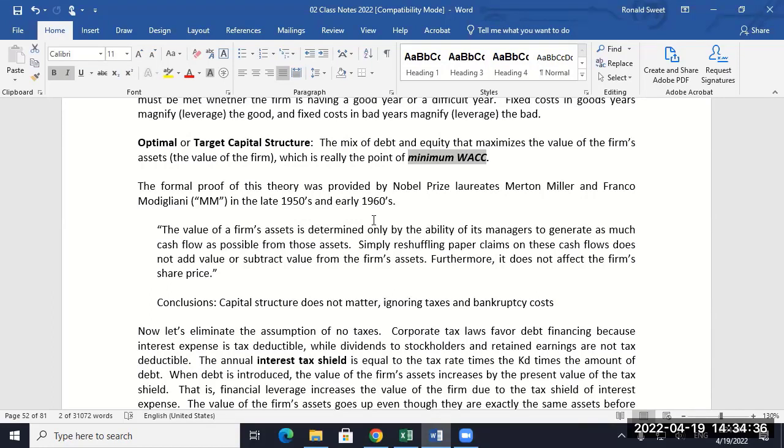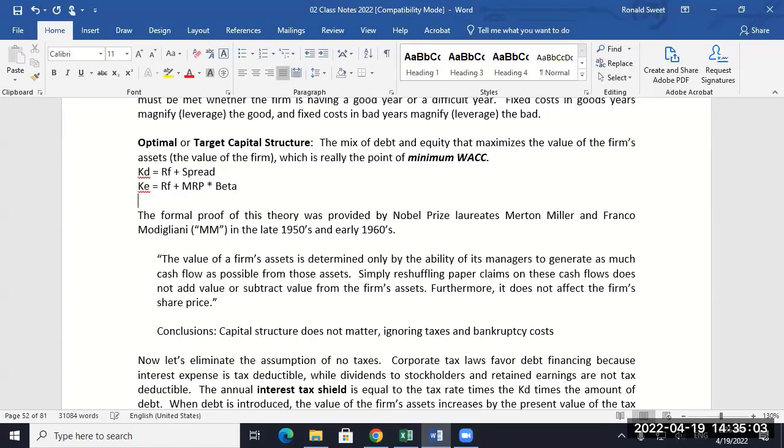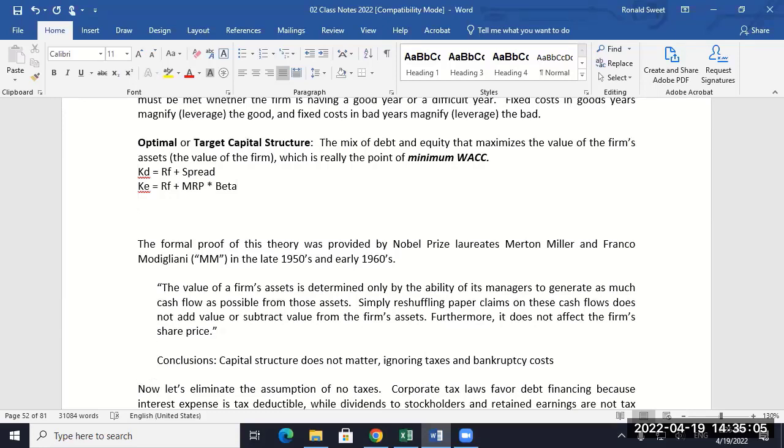Is there a way we can structure this firm between debt and equity? And on the surface, it looks like there is. Because we know the cost of debt is the risk-free rate plus a spread. Anybody remember the cost of equity? Risk-free plus what? Market risk premium times beta, right? The most famous formula in all of finance. And what we know for sure is KD is always going to be less than KE. I've heard some debates on this, but cost of equity is always greater than cost of debt.